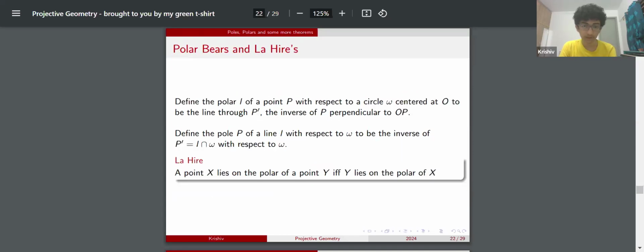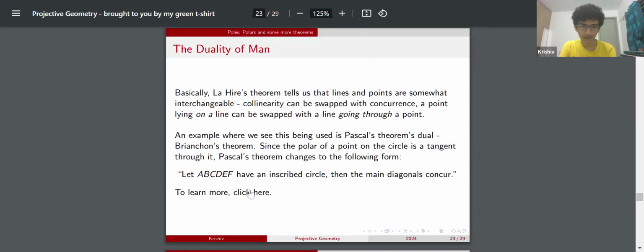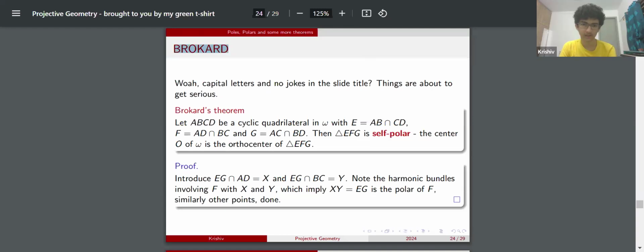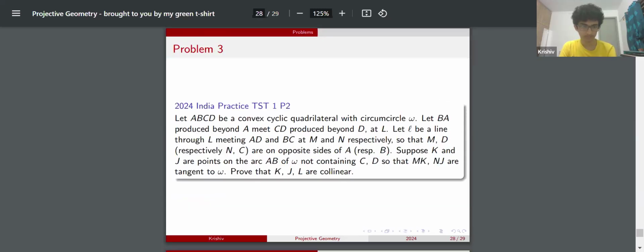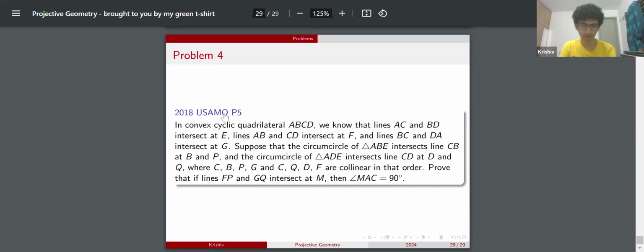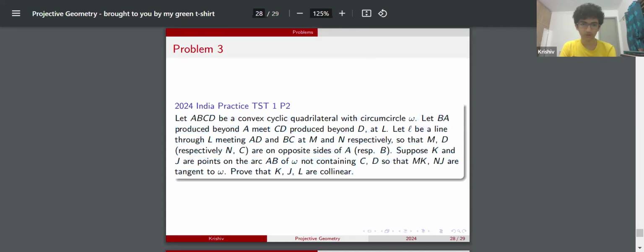By the way, a point X lies on the polar of point Y if and only if Y lies on the polar of point X. This is called La Hire's theorem, whatever you want to call it. And there's a handout on duality attached, Brocard's theorem, and a few problems at the end, which are very cool problems. My goal for today was actually to do this problem. Maybe we'll do it in some other session.